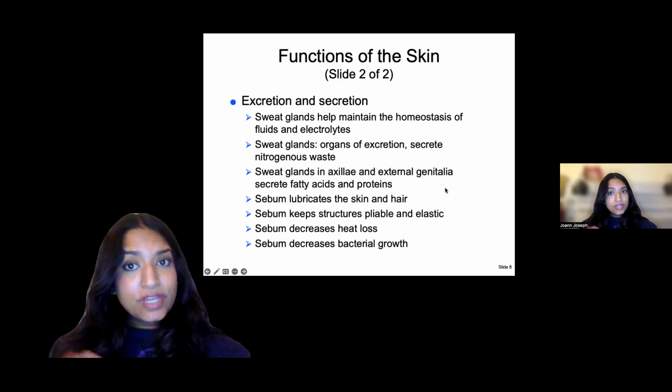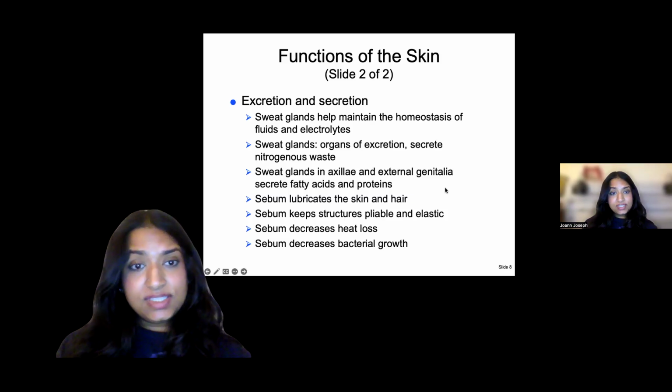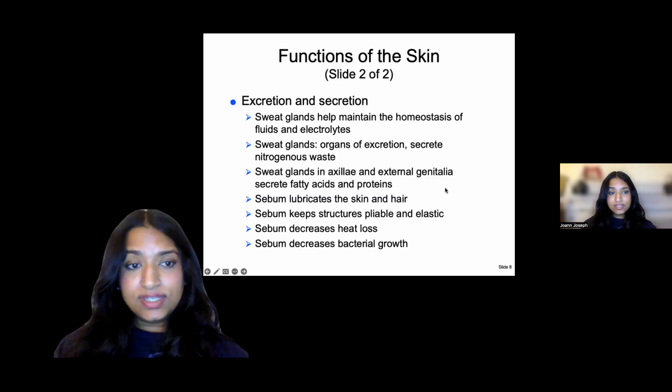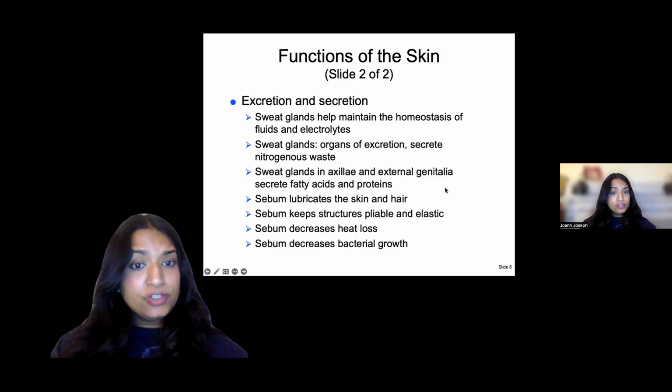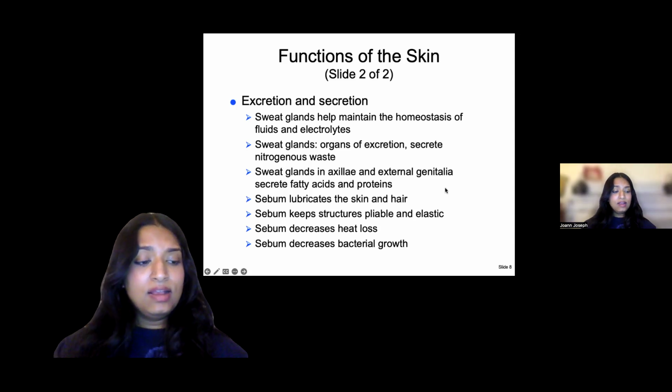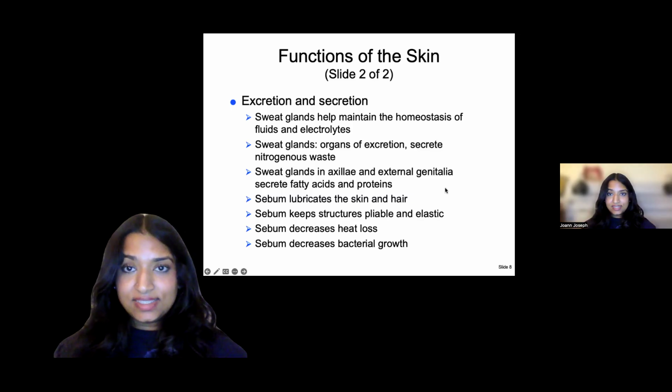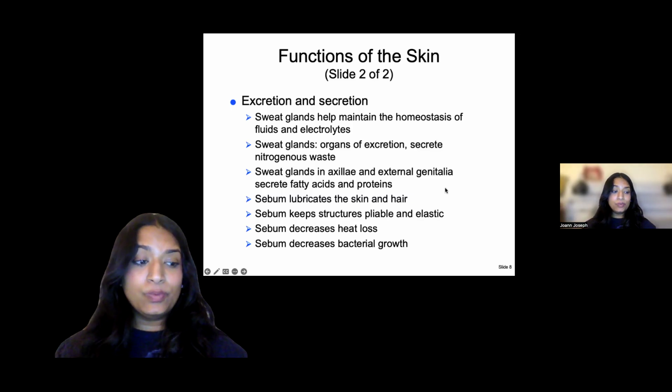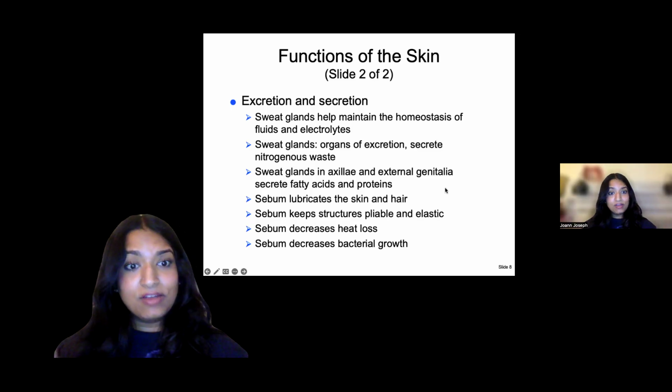So as I keep trying to emphasize, if there's a word on the slide that you are not familiar with, you have to look it up. Sebum is referring to natural oils. So sebum has a lot of protective roles as well. And of note, it's really interesting, sebum actually contains vitamin E. There's fatty acids as well as antimicrobial properties, which can kind of help you protect yourself from infection.